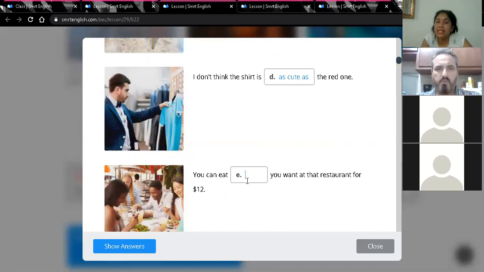Okay, you can eat. Now we're talking about eating. It is a verb. You can eat what you want at the restaurant for $12. So you can eat what? As much as. As much as you want. Very good.